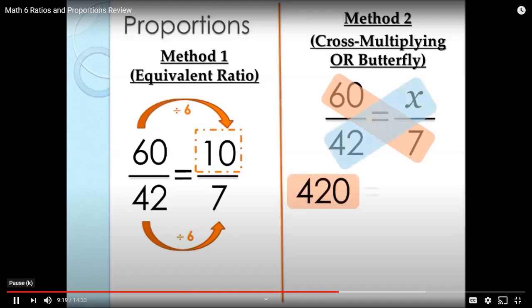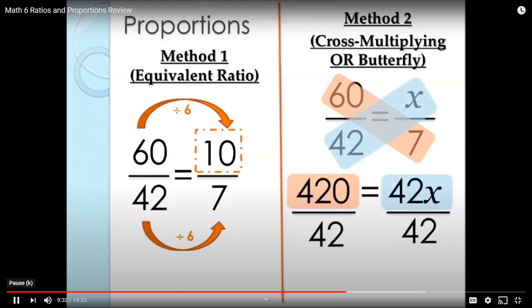60 times 7 gives us 420. 42 times x simply gives us 42x. In order to solve an equation, you must do inverse operations to isolate the variable. We are going to divide both sides by 42 to show that the 42 cancels out, and 420 divided by 42 gives us 10. So our answer is 10 equals x, the exact same.